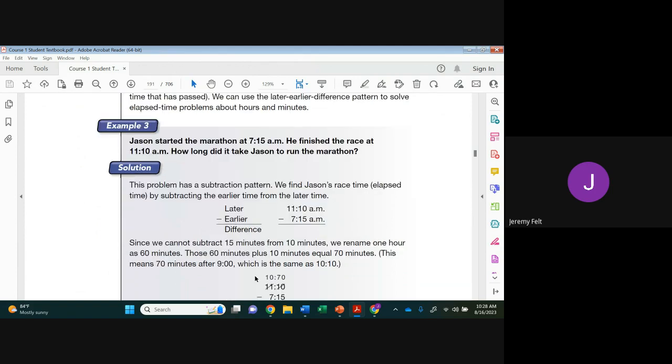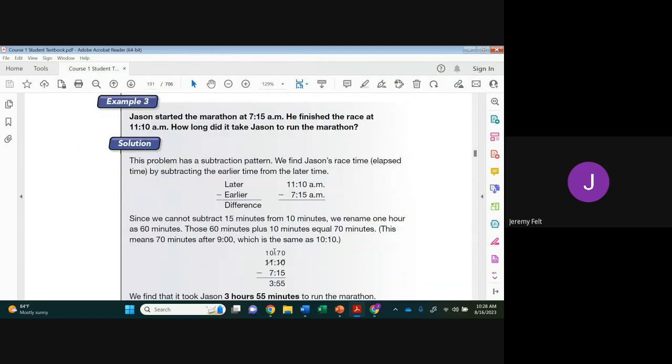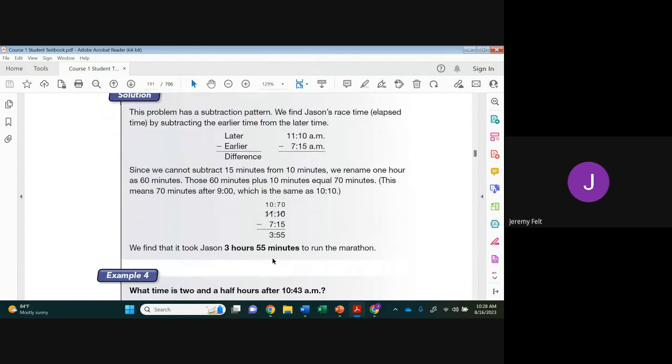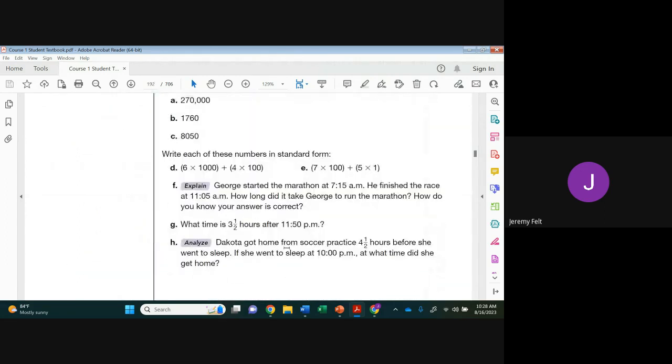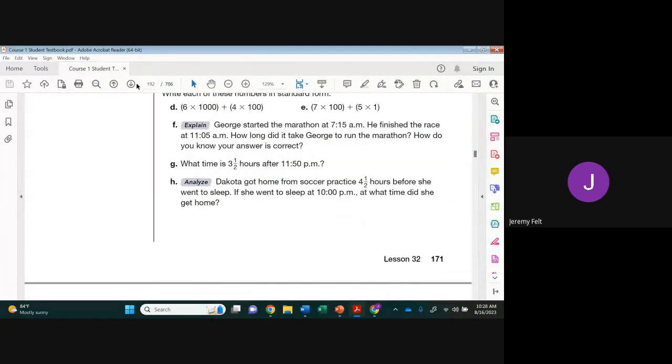But again, write down what you know. You know when he started, you know when he ended. You can figure out the difference of 3 hours and 55 minutes. Okay, so we'll do the practice set for those when we return to class.